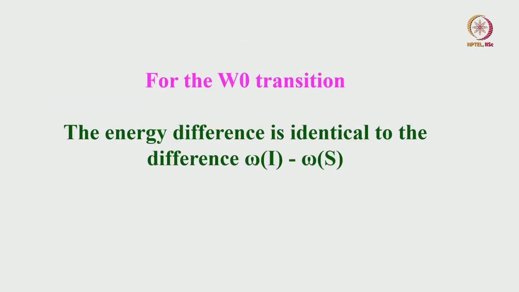What is W0? W0 is the energy difference, identical to the difference between Wi minus Ws. What is Wi and Ws? The resonating frequencies of the two spins. If I take homonuclear spins, I am dealing with homonuclear spins now. When Wi and Ws are the same, let us say proton, they are two different chemical shifts. The resonating frequency is just the difference in the chemical shifts. What is that chemical shift value? It is of the order of few hertz or few kilohertz.